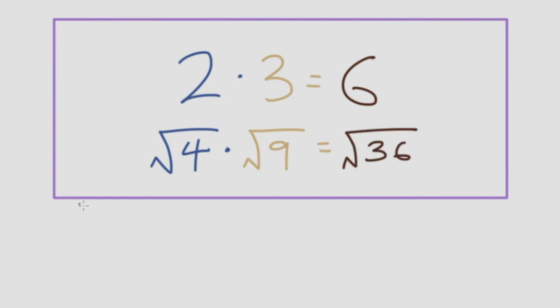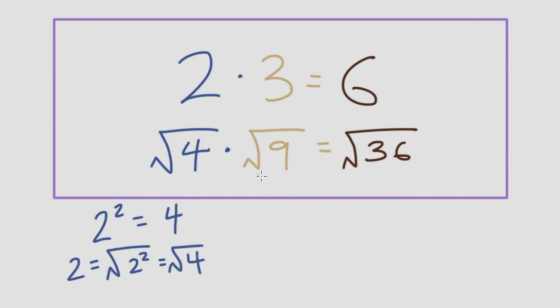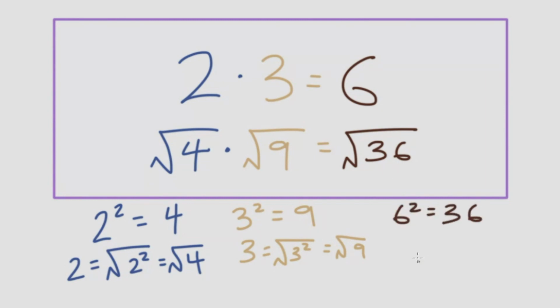Why? Well, we know 2 to the power 2 is equal to 4 because 2 times 2 is 4, so 2 is equal to root 4. 3 to the power 2 is equal to 9, 3 times 3 is 9, so 3 is equal to root 9. And finally, similarly, 6 to the power 2 is equal to 36, so 6 is equal to root 36.